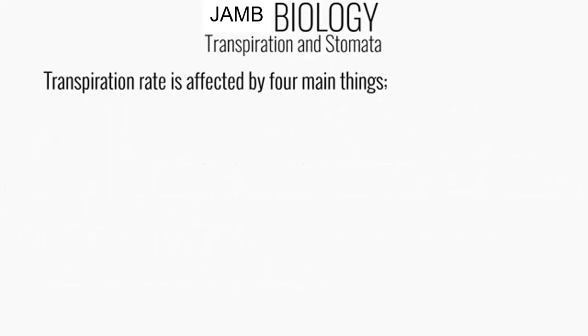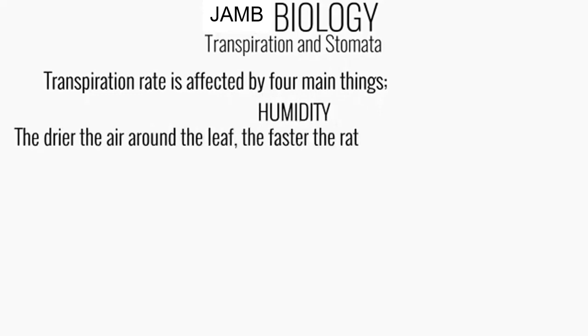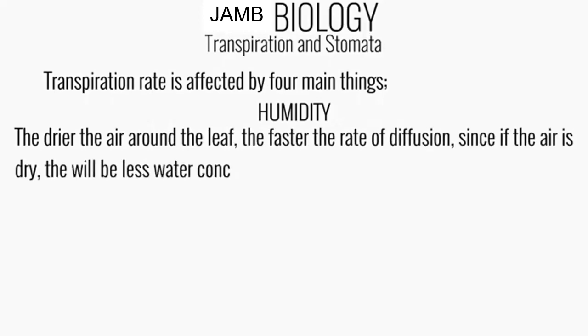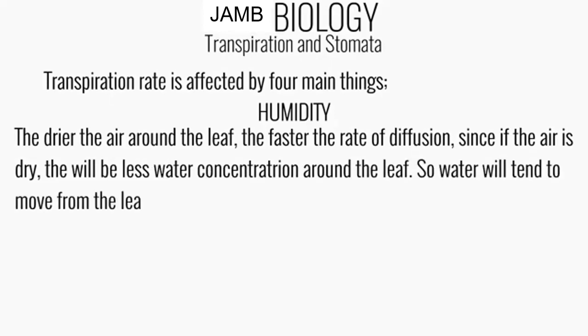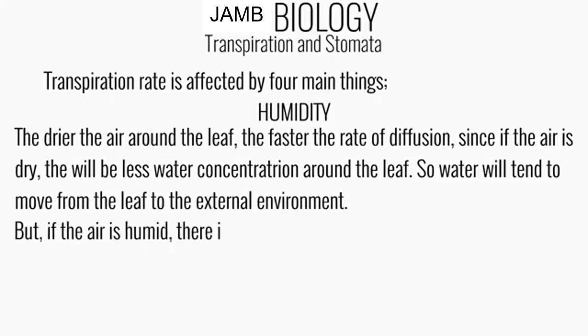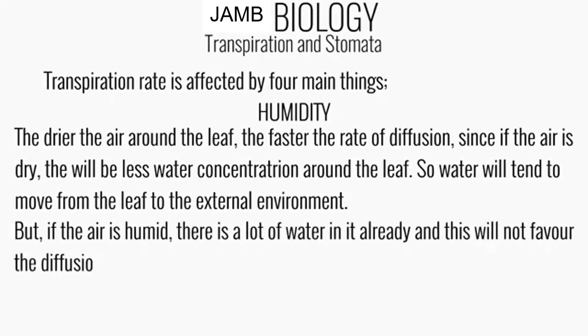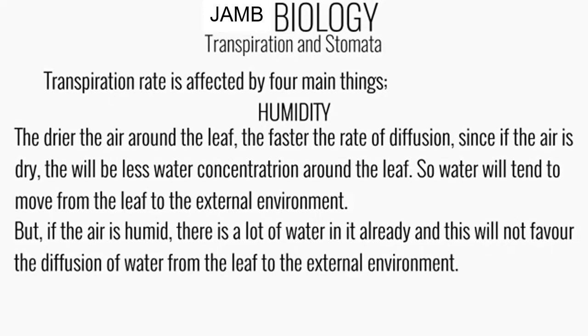And the last one is humidity. So as you can tell, the drier the air around the leaf, the faster the rate of diffusion. Since if the air is dry, there will be less water concentration around the leaf, so water would tend to diffuse from the leaf to the external environment. But if the air is humid, there is a lot of water in it already, and this will not favor diffusion of water from the leaf to the external environment.